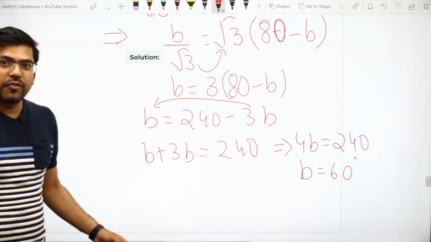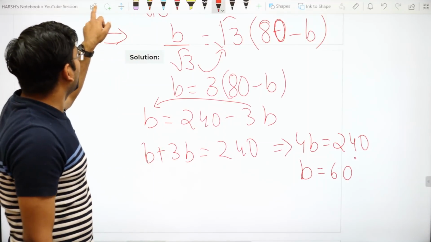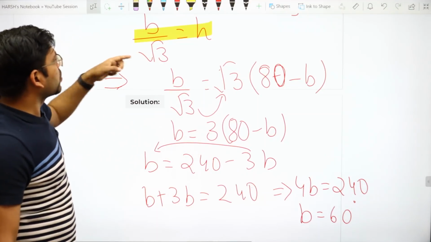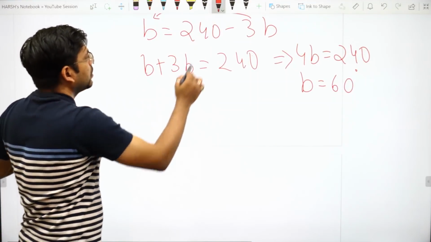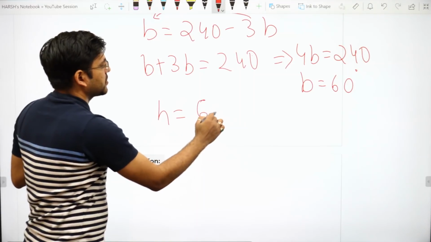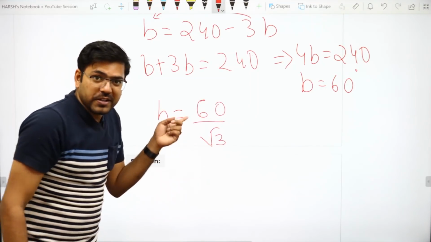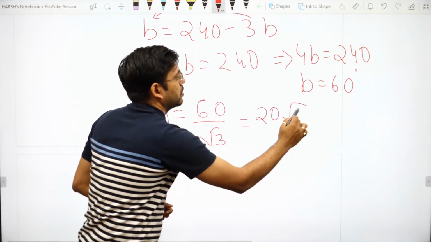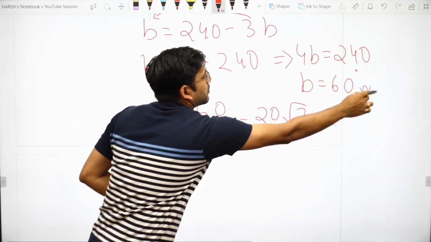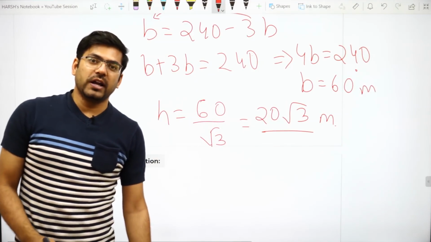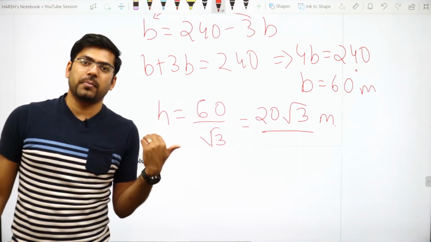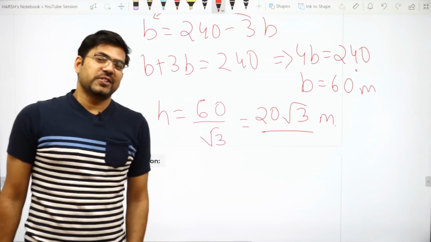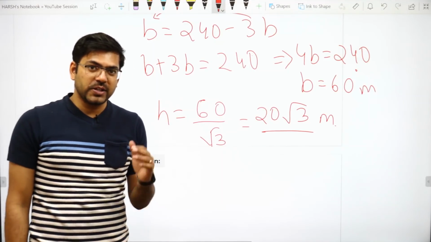Now once we have got the value of B is equal to 60, we will get the value of H. H is equal to B upon root 3, so 60 upon root 3. In the previous question I told you how 60 upon root 3 is 20 root 3. So this is 20 root 3 meters and B is 60 meters. So the point is at a distance of 60 meters from one pole, from the other pole it is 20 meters, and the height of the pole is nothing but 20 root 3. So I guess you would have got how this question will be solved.